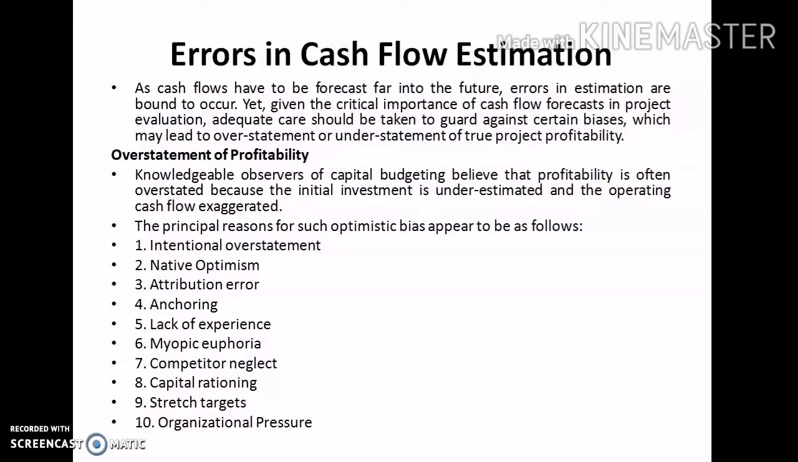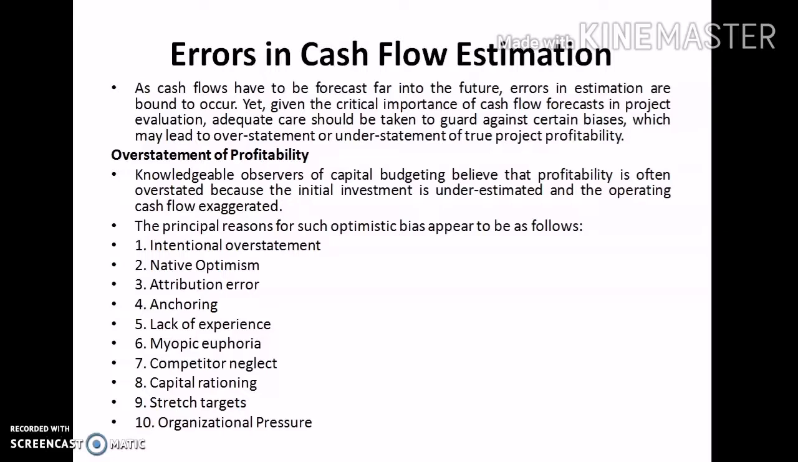Then the second one is naive optimism. That is, people tend to exaggerate their own talents, and they believe that they are above average in being endowed with some positive traits and abilities. Such people make an overstatement of profitability.